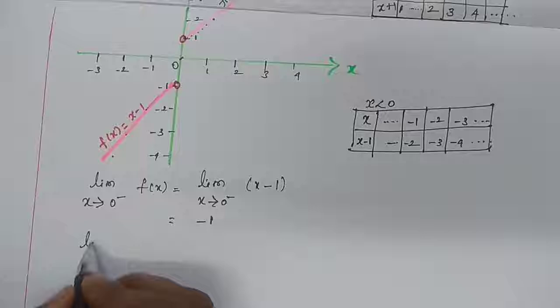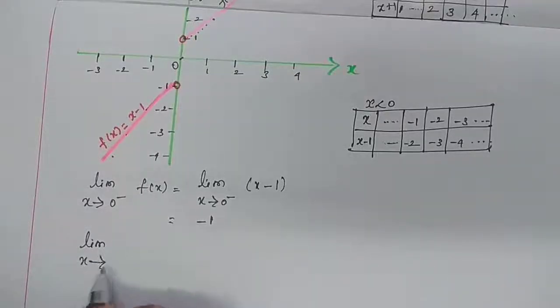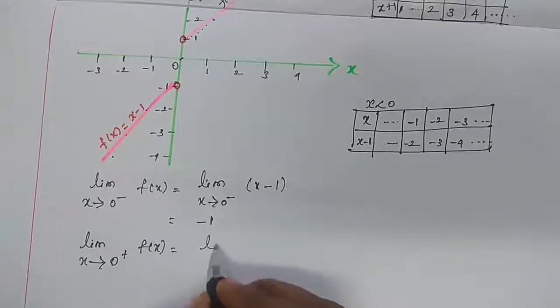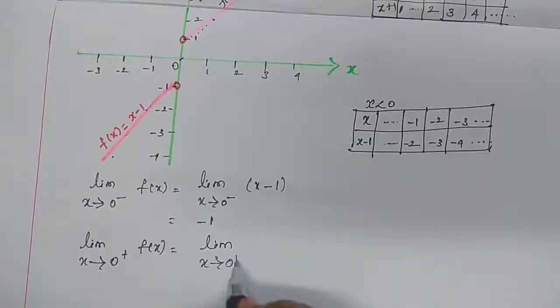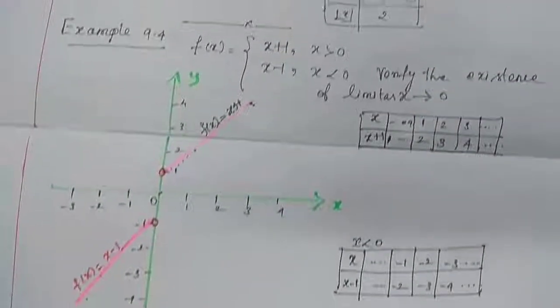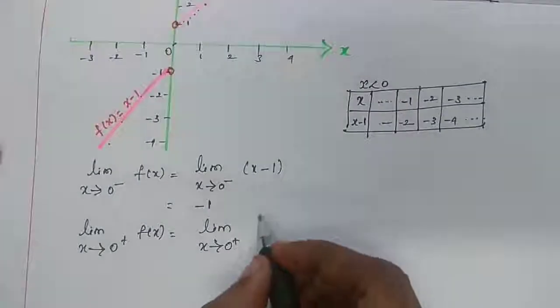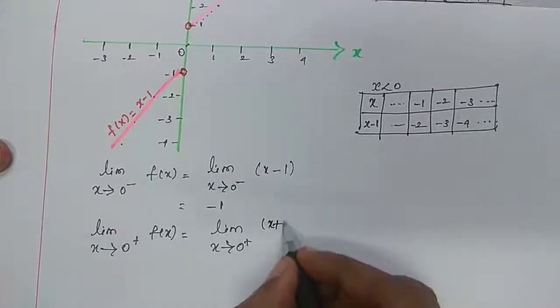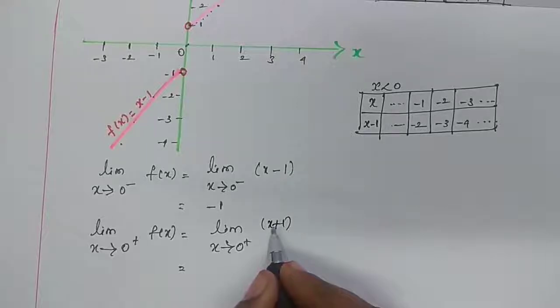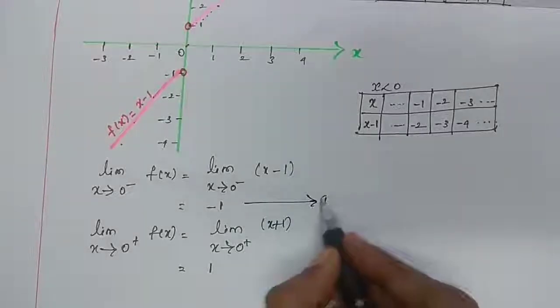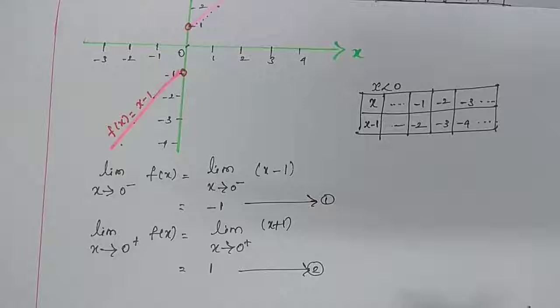And do the calculation for the right limit. The limit as x tends to 0 plus of f of x is equal to the limit as x tends to 0 plus, that is x greater than 0, where f of x is x plus 1. Substituting 0 in the place of x, we get 1. Note that this is number 1 and this is number 2. Comparing 1 and 2, they are not the same.